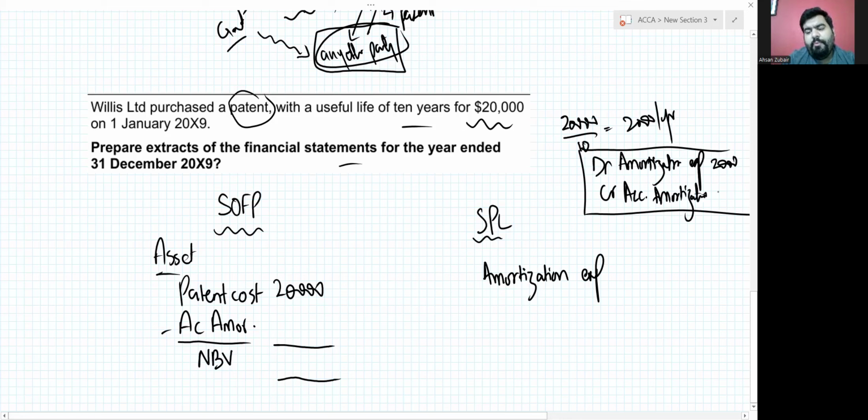Credit accumulated amortization 2000. Actually, the entry for depreciation is debit depreciation expense, credit accumulated depreciation. But here for amortization, you will replace the name. So what you will write is 2000 after 1 year. They are asking for year ended 2009, so it means 1 year of depreciation is there, so accumulated amortization is there. Net book value 18,000, and accumulated amortization 2,000. Amortization expense 2,000. Is that clear?